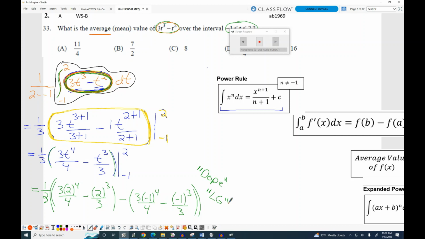Anybody else? Okay. It is the multiple choice section though, so we have to keep going.